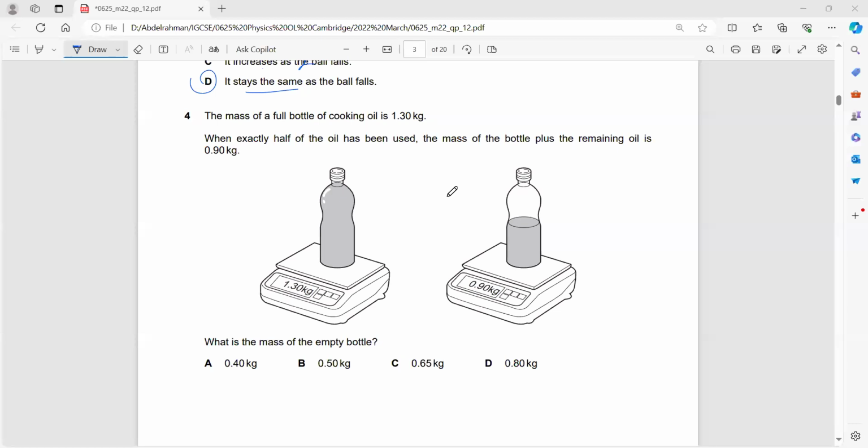This is an interesting question. The mass of the full bottle of cooking oil is 1.3 kilograms. This is the mass of what? This is the mass of the bottle plus the oil. When exactly half of the oil has been removed, the remaining mass is 0.9 kilograms.